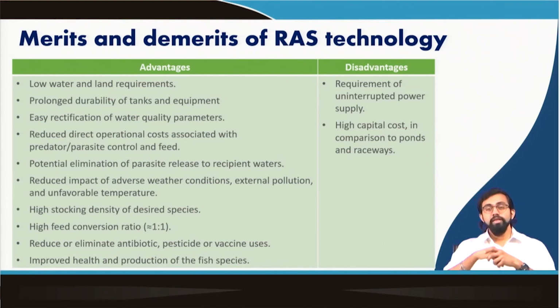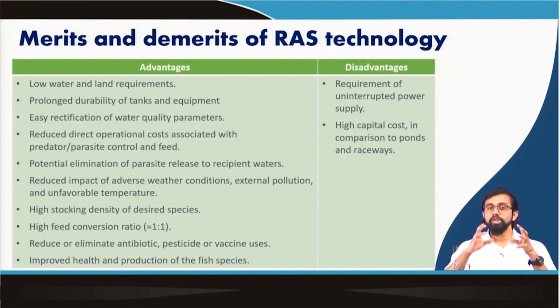The merits and demerits of RAS technology. In general, the advantages involved with RAS technology are low water and land requirement, prolonged durability of the tanks and equipment, easy rectification of water quality parameters, and reduced direct operational cost associated with predator or parasite control of the feed, which is not possible in the case of open channel or open culture. Only in the case of RAS can we control these things. We can have a very high stocking density and a very high feed conversion ratio.